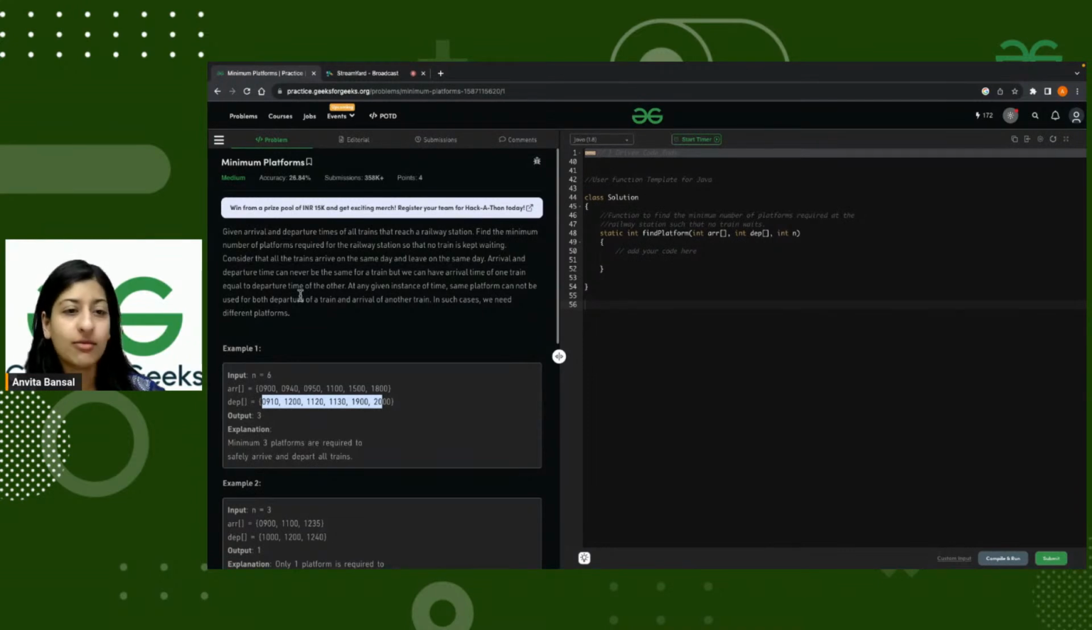Arrival and departure time can never be the same for a train, but we can have the arrival time of one train equal to the departure time of another train. At such an instance, you need to consider that the same platform cannot be used for both the departure of a train and the arrival of a train if the arrival of one train is colliding with the departure of another train. In that case, you consider another platform that you will be needing. So you need to find the minimum number of platforms required so that arrival and departure of trains can happen.